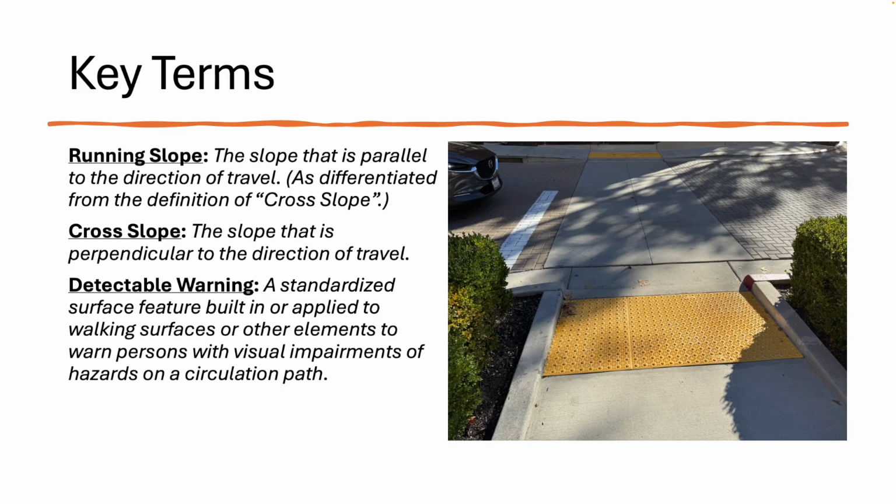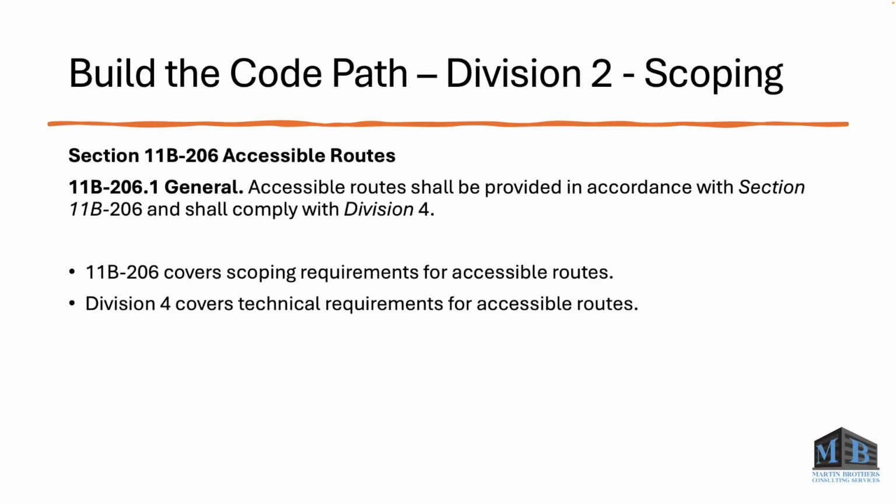So let's start off with building our code path. We start in Division 2, like always, with the California Building Code to find out what and how many. Now, I'm going to jump the shark a little bit by telling you that ramps are part of an accessible route. But if you didn't know that yet, this is the code path that you would have to take to discover that ramps are part of an accessible route.